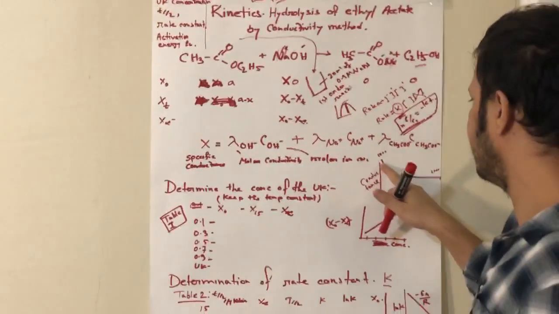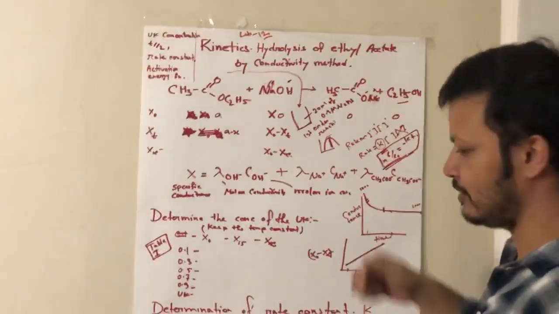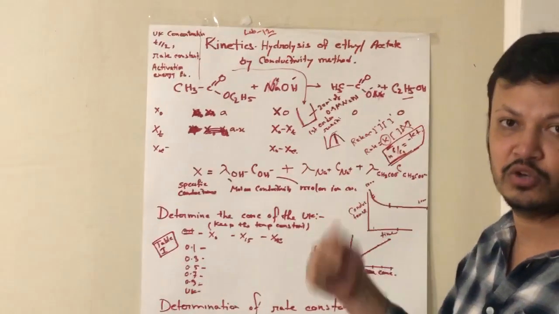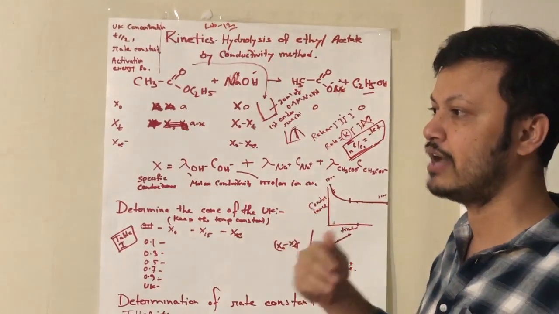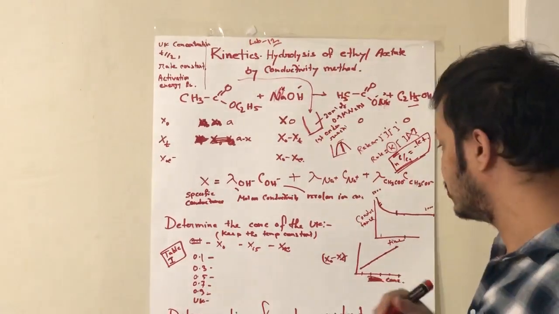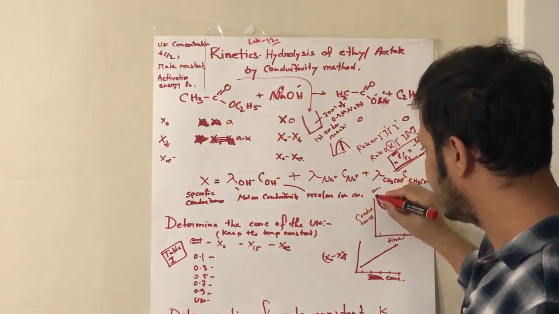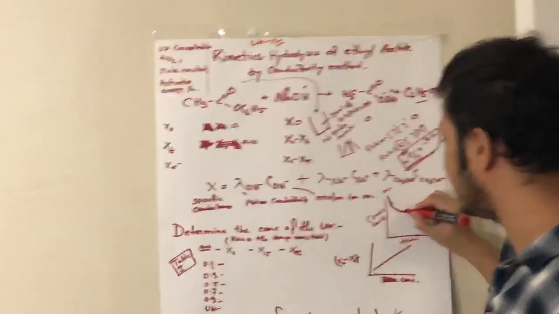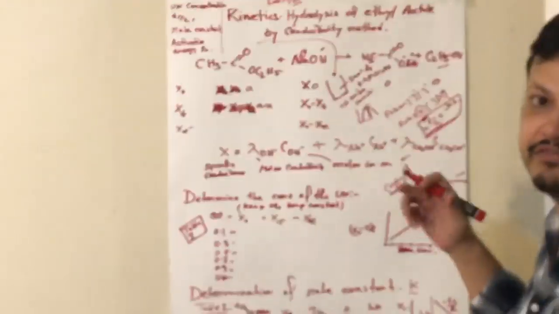Then if you run it for a long time, we will keep stirring the solution. You have to keep stirring the solution and take the reading continuously for at least 15 minutes. Why 15 minutes? Because the half-life is in between, so you have to run it for 15 minutes.